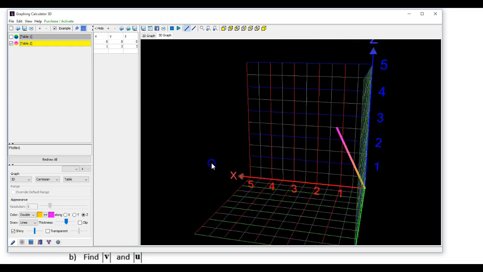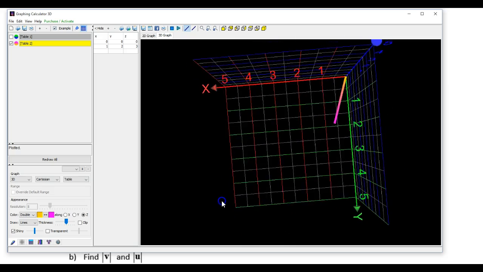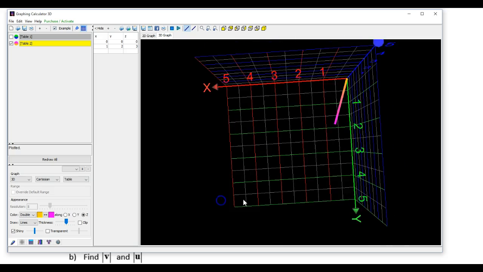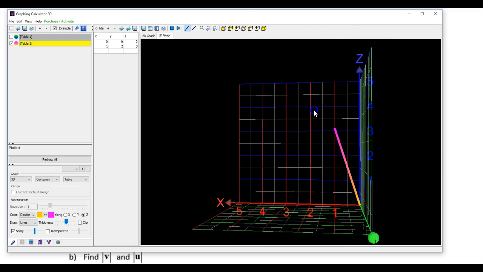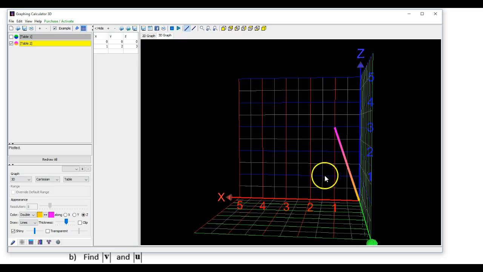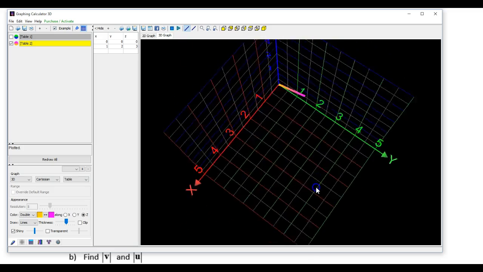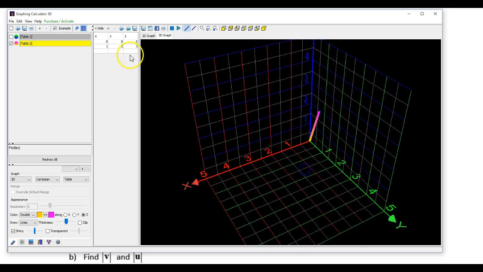And if I spin this around, you can kind of see what's going on here. If I look down on it, you can see that I'm going 1 in the x direction, and then 2 in the y direction. And then if I look up at it this way, you can see that I'm going 3 up in the z direction. So that's what that vector looks like. That's what 1, 2, 3 would look like.